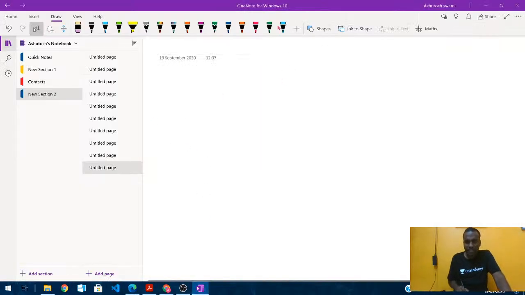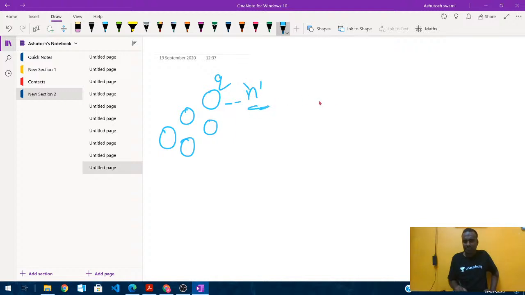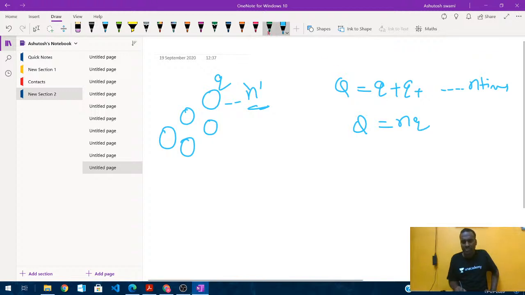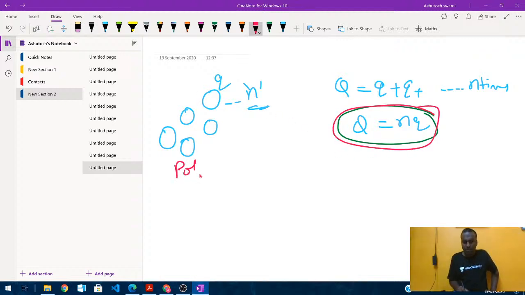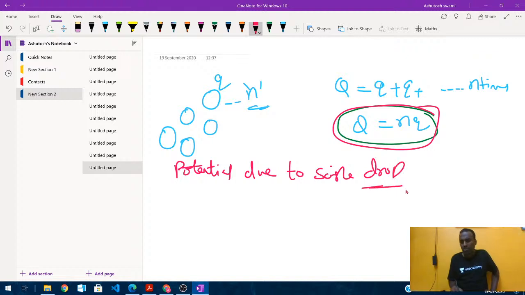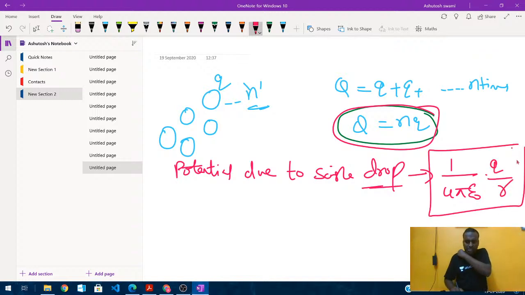See here, students. If n drops, n droplets, each having a charge q, I am writing, students. So like this, n charges are there. When you are combining, the total charge is q plus q and so on n times. So the total charge is equal to nq, we will say, students. Keep aside this. Q is equal to nq, we can say. And potential due to a single drop is 1 by 4 pi epsilon naught q by r, we can say, students.